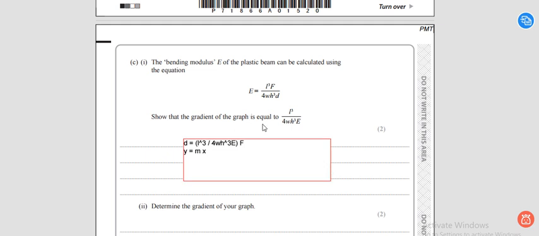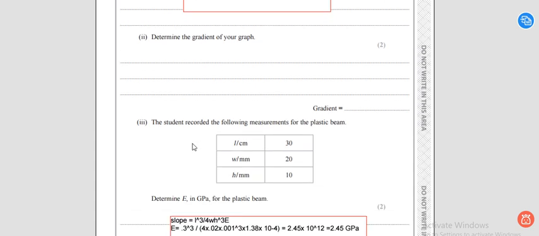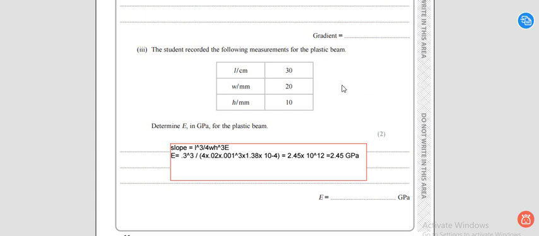Show that the gradient of the graph is, we have the relation that represents the graph. If we rearrange it, it will give us the d in the y position and F in the x position, compared to y equals mx, the equation of a straight line. Here is the gradient. As I said to you, it is always needed when you plot the points.